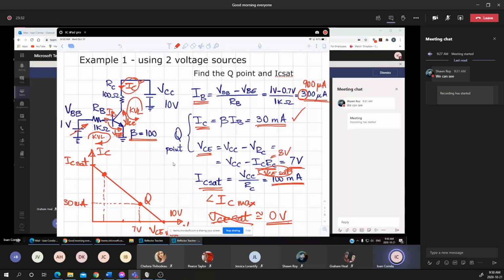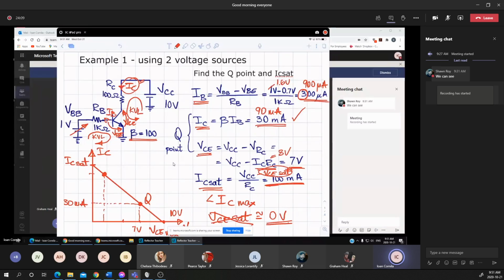Now let's say I'm trying to make 900 microamps, going in a reverse way. The difference is 0.9, so I'll make the source 1.6 volts. 1.6 volts minus 0.7 is 0.9, and 0.9 divided by 1K makes 900 microamps. If the base current is 900 microamps, the collector current is 90 milliamps, which is just a bit below the maximum or the saturation current.